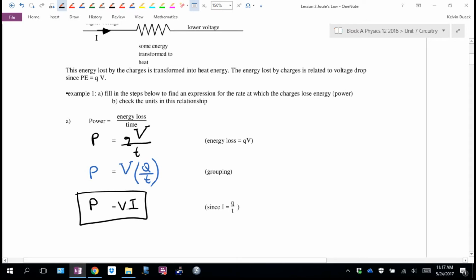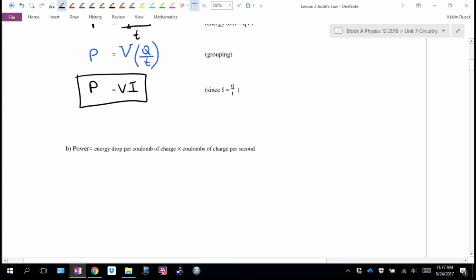Most of your household circuits can only handle 15 amps. As soon as you have more, the breaker will trip. So if you're ever wondering why your breaker is tripping, it's because, trust me, if you add up the number of amps that each of these appliances from this outlet need, it's bigger than 15. Power is, another way to think about it, the energy drop per coulomb of charge times the coulombs of charge per second.